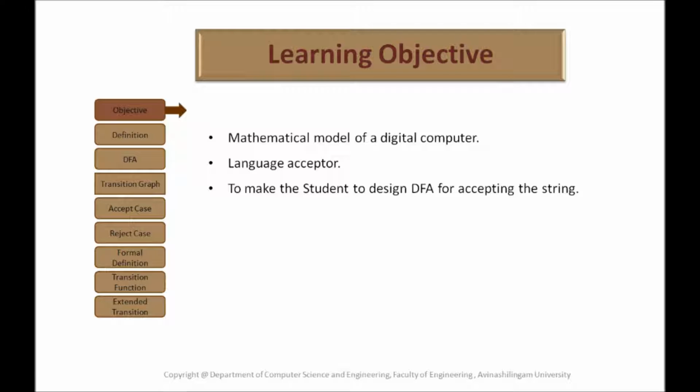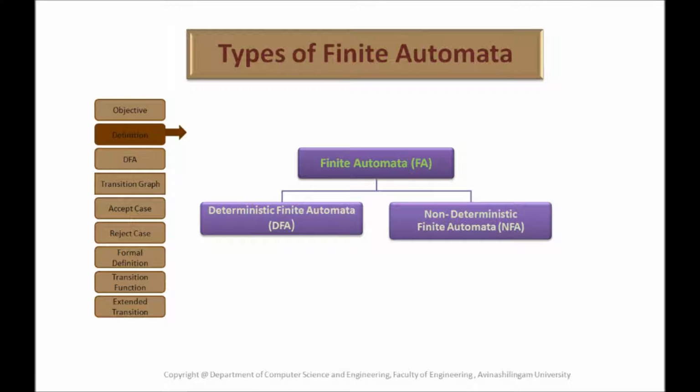In the previous session, we have seen what is finite automata and its applications. Here we have types of finite automata. Finite automata has been classified into two types. One is deterministic finite automata, we call it DFA. And another one is non-deterministic finite automata, we call it NFA. Deterministic finite automata consists of only one move for each input symbol. Non-deterministic finite automata consists of more than one move for the same input symbol.